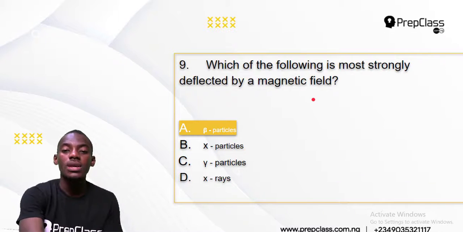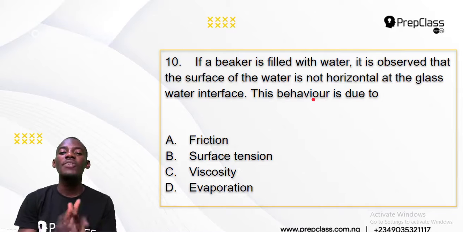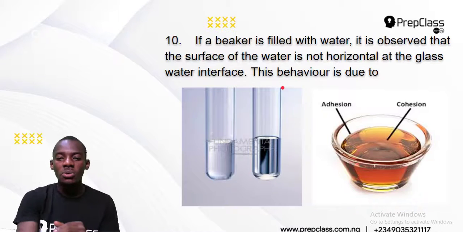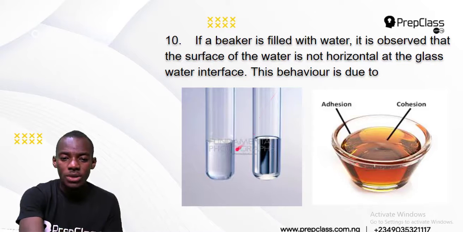Beta particles. Let's check number 10. If a beaker is filled with water, it is observed that the surface of the water is not horizontal at the glass-water interface. This behavior is what? Now, if you put water in a beaker and then you look at it from the side, you will see that the water is not straight. Looking at the water from the side, the meniscus will be bent.